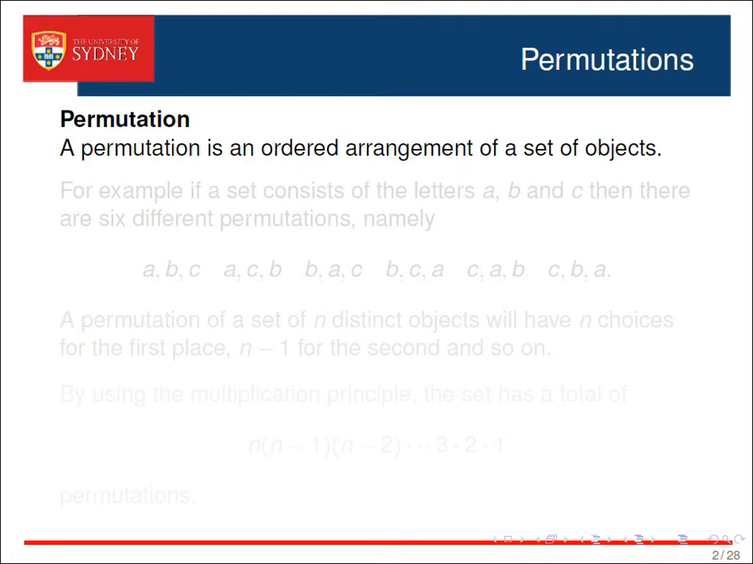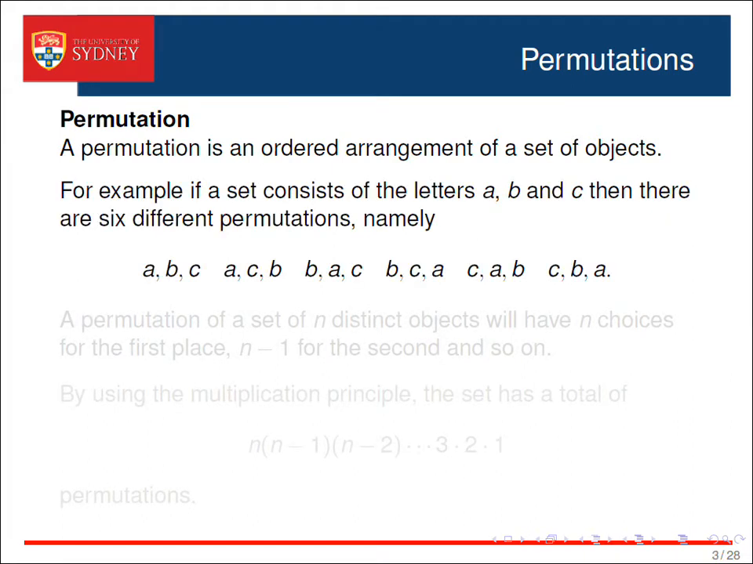Firstly, what is a permutation? A permutation is an ordered arrangement of a set of objects. Let me put this in context with an example. If a set consists of the letters A, B, and C, there are 6 different permutations as you can see here.